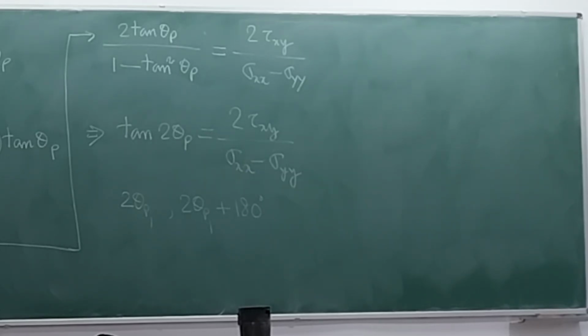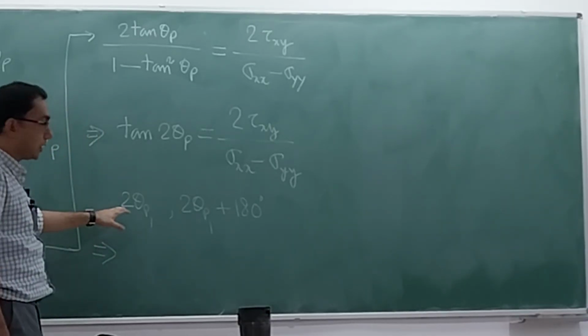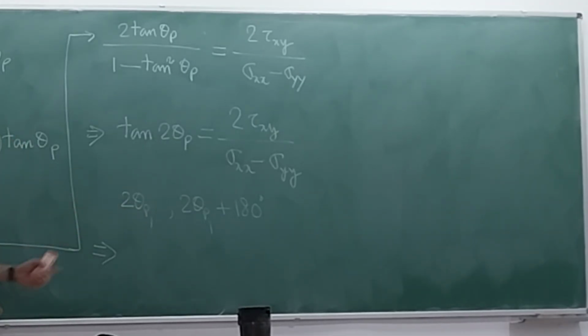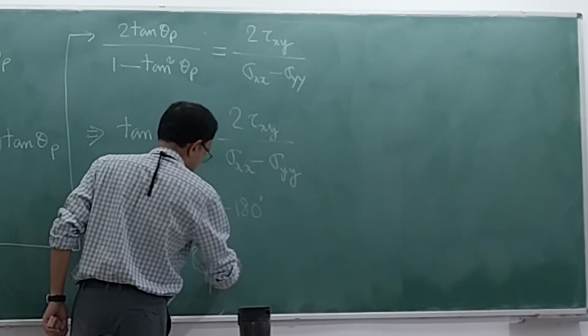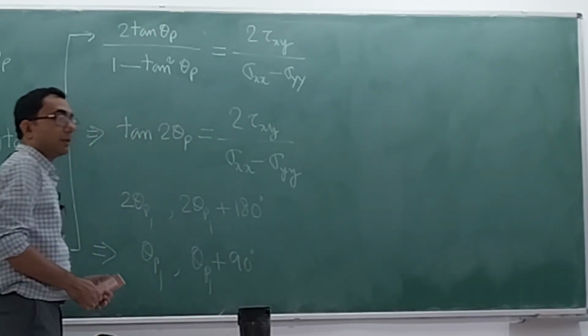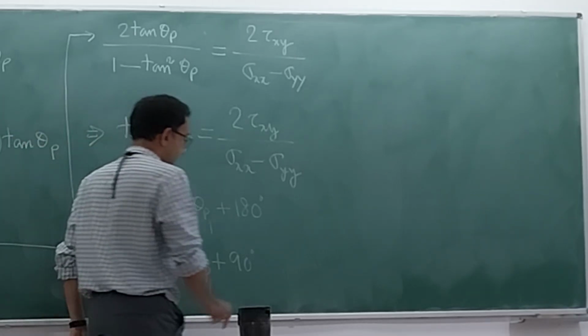Because tan of pi plus theta is equal to tan theta. Which means, please note that my 2 theta p is not the angle. It is actually the theta p. So this is theta p1 and theta p1 plus 90 degrees. Now this may look all very abstract, and where is the mechanics of solids in this? But when you actually start solving problems, you will see that you will get 2 planes which are perpendicular to each other, where you will get the principal stresses. So this is very, very important. You please mark this.